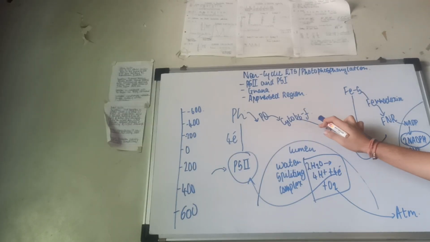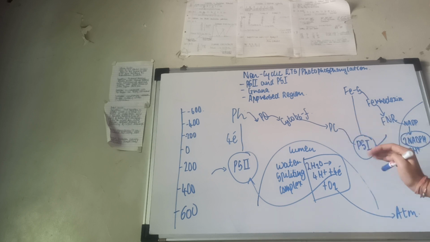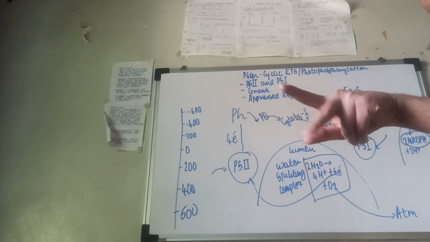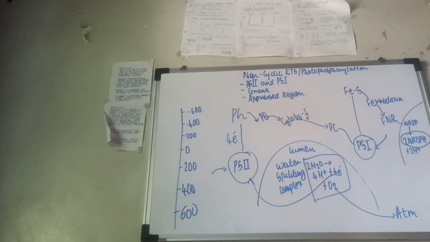Cytochrome B6F gives it to plastocyanin. Plastocyanin gives it to PS1. Light falls on PS1 again. It excites against the gradient. FeS protein gives it to ferredoxin. Ferredoxin gives it to FNR, which is ferredoxin NADP reductase. In stroma, NADP is converted into 2 NADPH plus 2H plus.